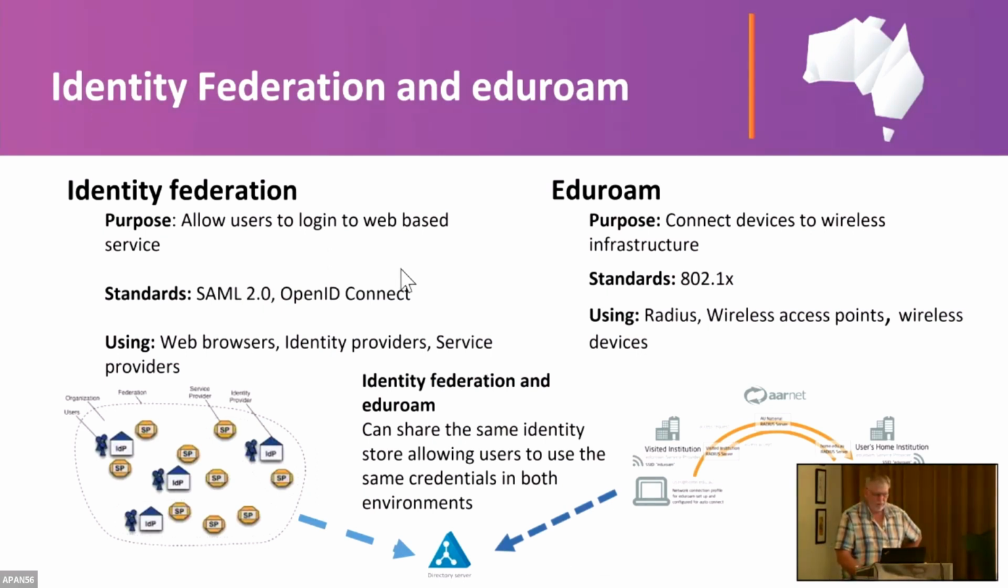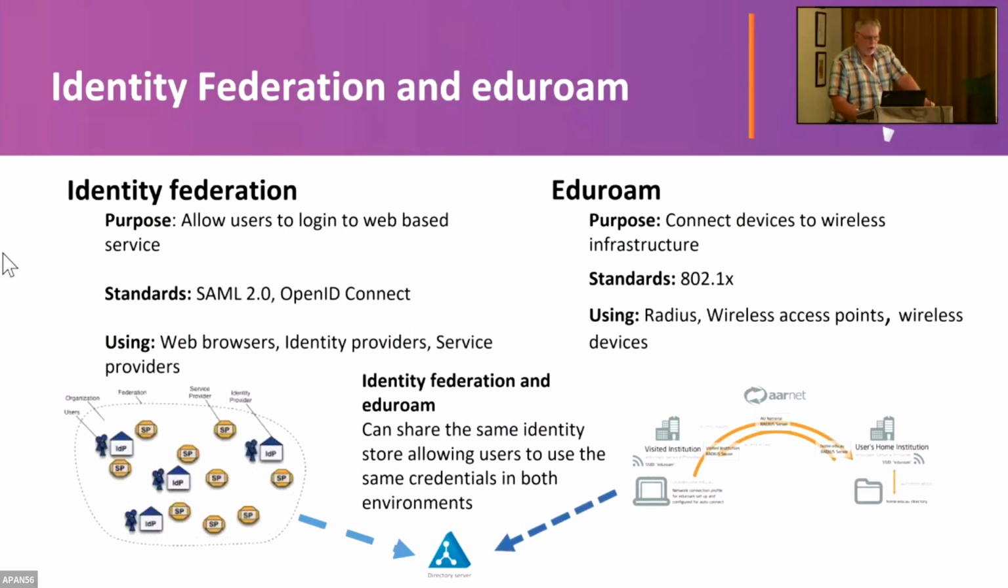There are different standards in use. In the identity federation, SAML 2.0 and OpenID Connect are the primary standards being used to do the authentication and attribute transfer. And it's really about access to web services. There's an identity provider on one side, which is run by your home organization, and service providers on the other side. eduroam's purpose, as I said, is connecting wireless devices to wireless infrastructure. It primarily uses the 802.1X standards, using RADIUS, wireless access points, and wireless devices. So there's a lot of differences in the technology. At the end of the day, it's giving researchers a better experience when they're trying to connect to stuff.